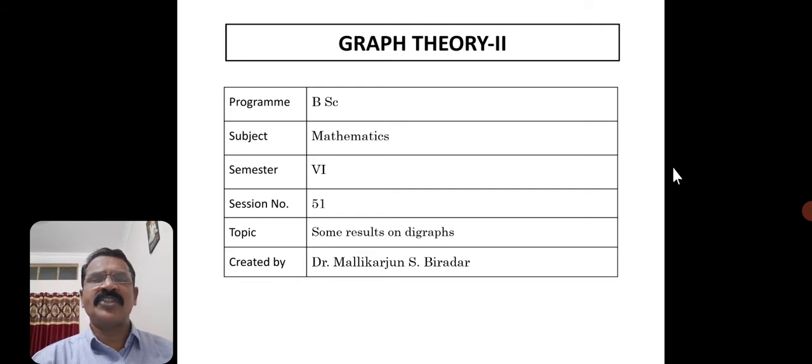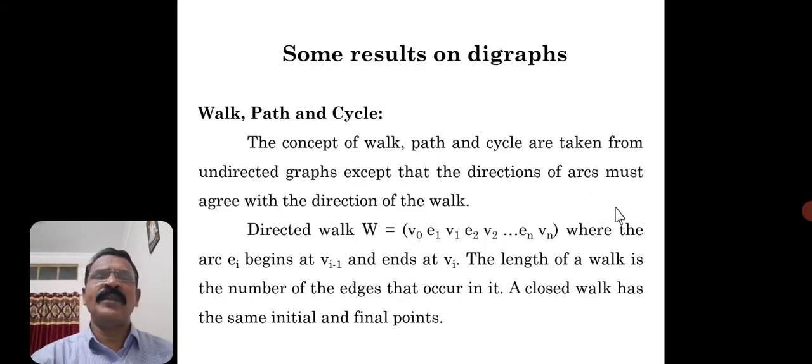The 51st session of Graph Theory 2 is some results on digraphs. So we will see the basic results on digraphs in this session. To discuss the results, we should have the basic ideas of digraphs that we have discussed so far. In particular, we have discussed walk, path, and cycle. The results are based on those concepts. So let me recall once again what we mean by walk, path and cycle.